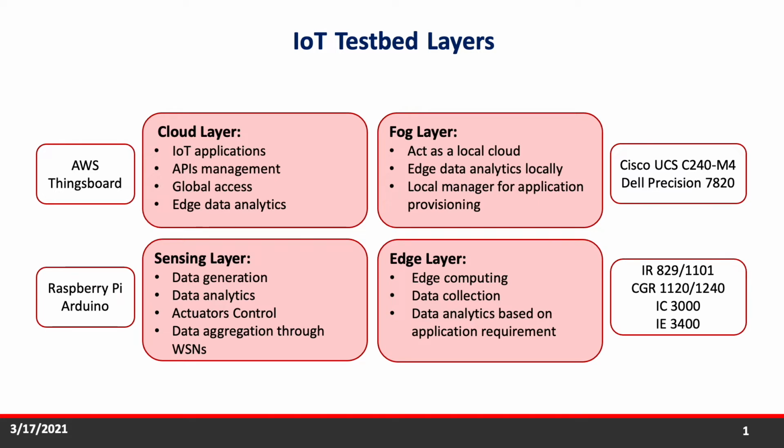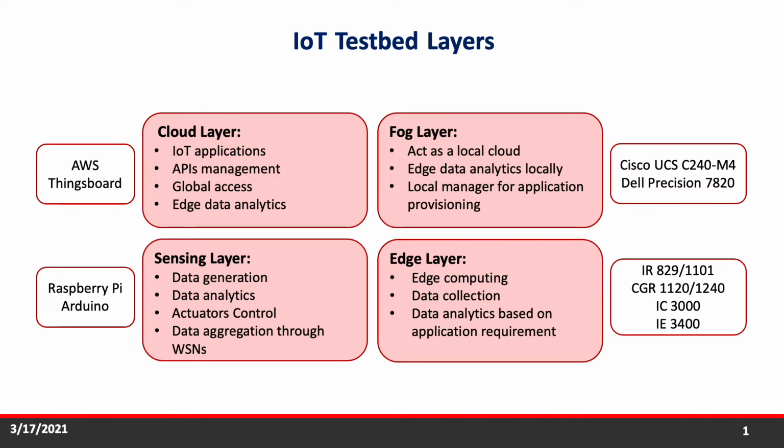According to the functions-based architecture, there are 4 layers in the Carleton-Cisco IoT Testbed, and different Cisco and non-Cisco devices are connected in each layer. Starting from the sensing layer, data generation, analytics, and data aggregation through wireless sensor networks are done in this layer using Raspberry Pis and Arduinos. In the edge layer, data collection, edge computing, and data analytics based on application requirements are done through Cisco devices including IR829, CGR1120, etc. The functionality of these devices will be elaborated in the next section.